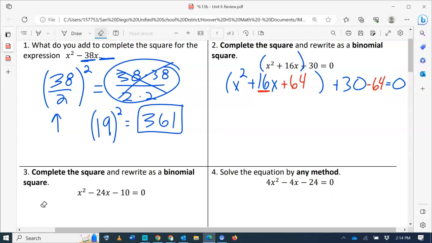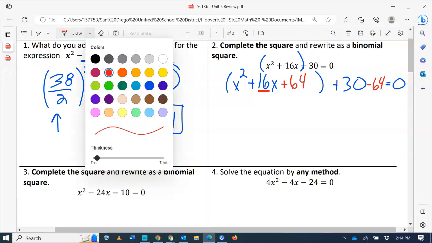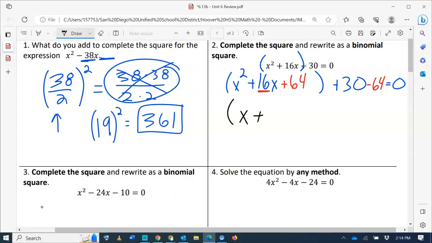All right. Now all we have to do is rewrite it as a binomial. So x plus, and it's going to be half this number, which is 8 squared. And then we have to do this math. 30 minus 64 gives me negative 26 equals 0. And that is it.